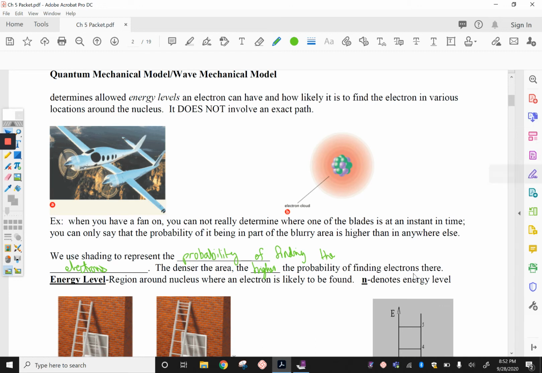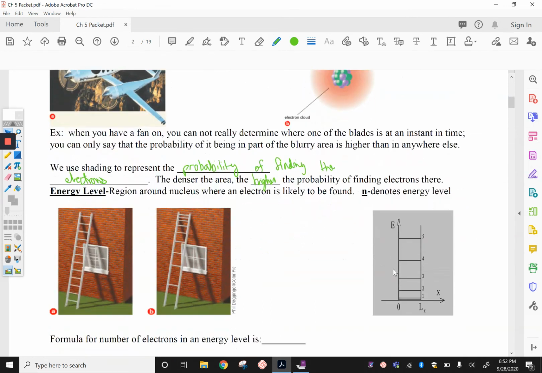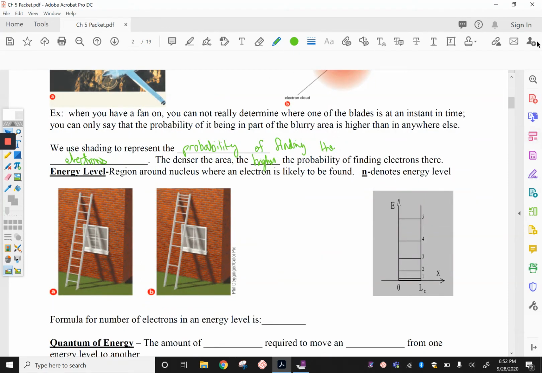So we talked about these energy levels, that electrons occupy energy levels. Well, what are energy levels? Energy levels are regions around the nucleus where an electron is likely to be found. And remember, we said that lowercase n is a symbol for energy level. So lowercase n denotes energy level.